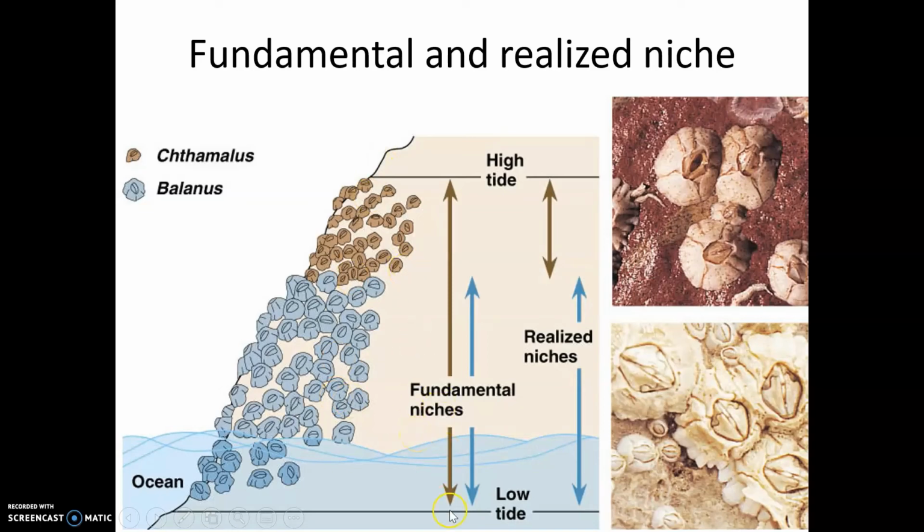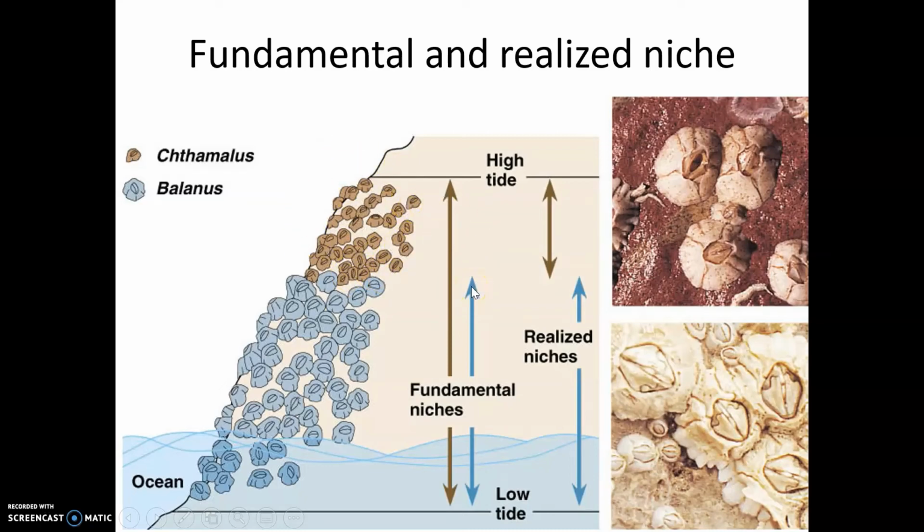And the fundamental niche of the brown species up here is this whole area. So it could grow from the lowest tide to the highest possible tides. And the blue species over here, its fundamental niche would be from the low tide until sort of the middle of the tide range. And it can't really grow up here. It's too dry, and too little water comes up here.